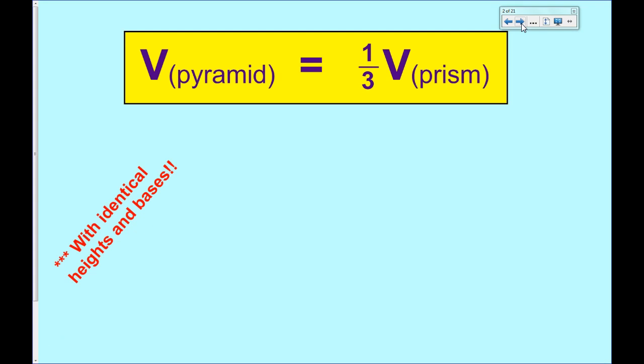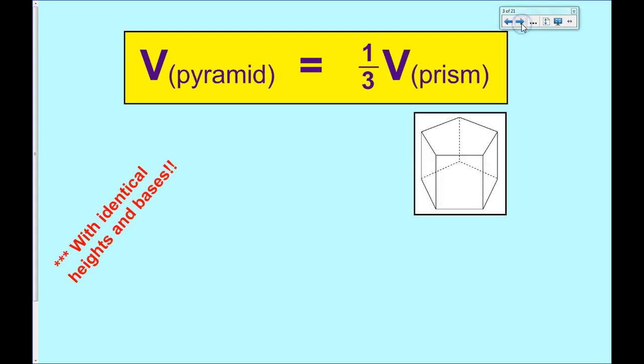But what this fact is basically, it totally relies on the work that we did in the previous section to find the volume of a prism to figure out the volume of a pyramid. It basically says that if you have identical bases and identical heights, the volume of the corresponding pyramid will be 1/3 of the volume of the prism with that same base and same height.